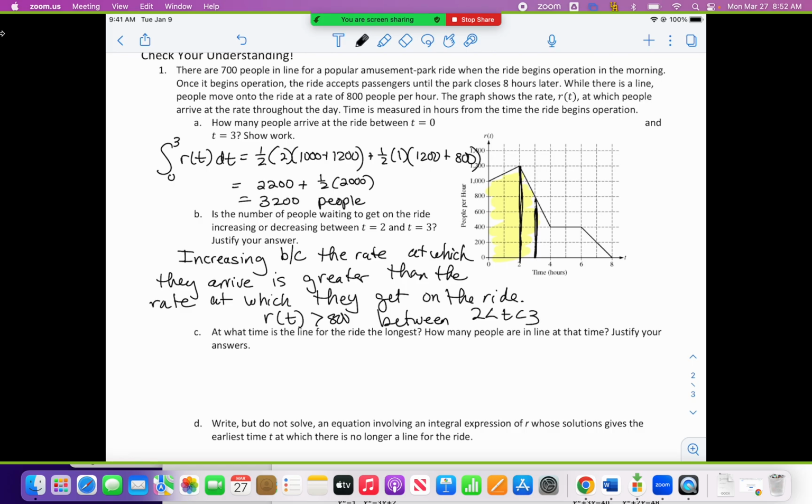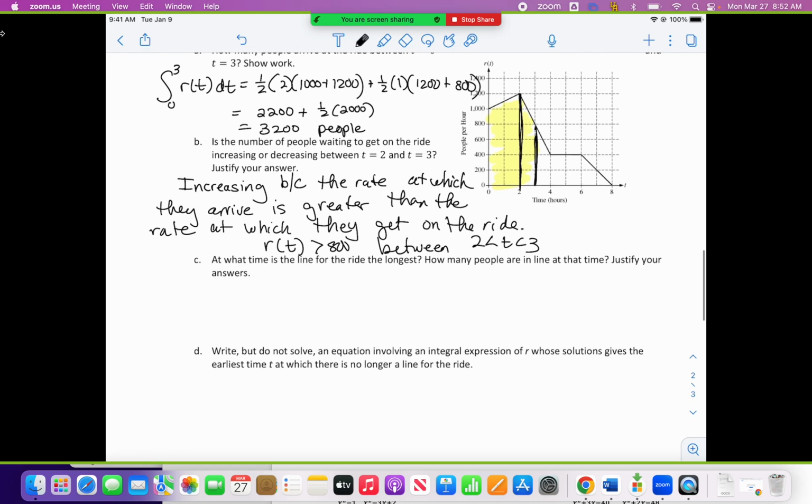So R of t is bigger than 800 between 2 and 3. Notice it doesn't say or equal to 3. So again, the number of people waiting in line to get on the ride is increasing because the rate at which they arrive is greater than the rate at which they get on the ride. And it's a constant rate, people getting onto the ride at a rate of 800 people per hour.